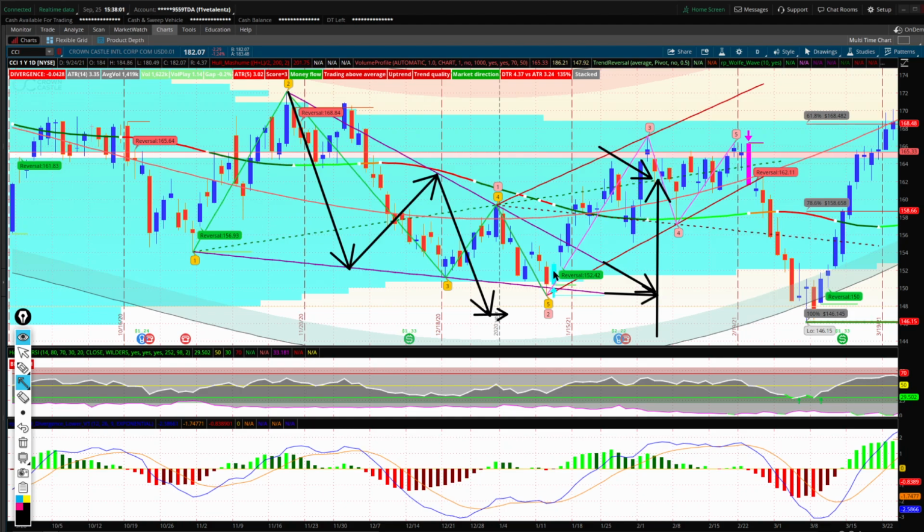The ignition candle, that's the nice thing about this also: when it makes the move up, it will have a dark blue and it will change to a light blue.